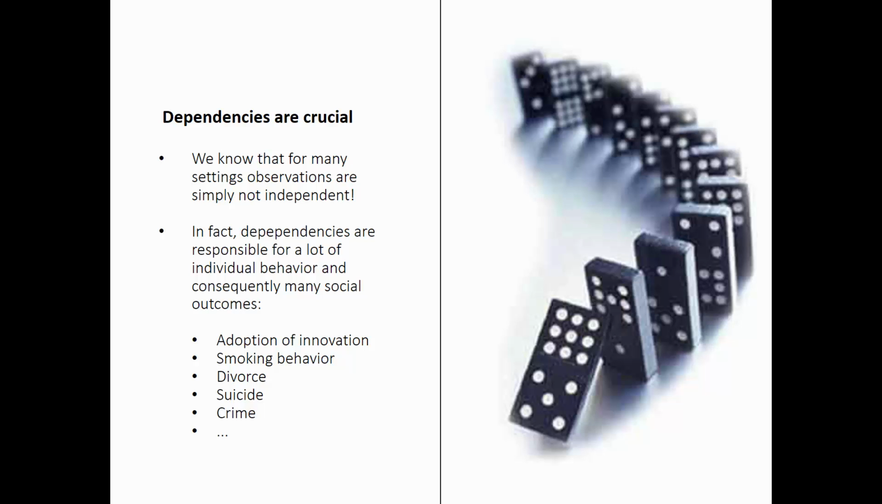So smoking behavior, divorce is finally incredibly contagious as well. Right, so when you're married and people around you get divorced, your risk to have a divorce increases as well. Unfortunately, suicide is contagious as well. So when people have suicide around them, their risk increases as well. Crime is contagious.